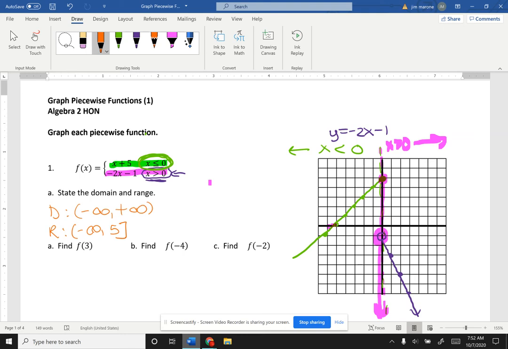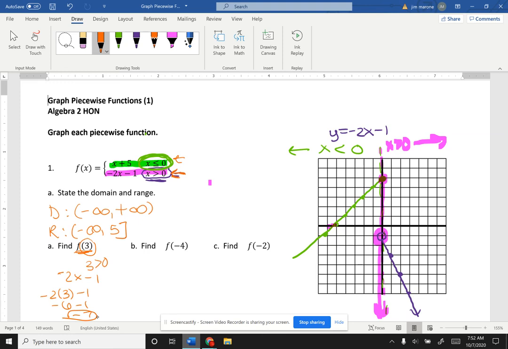Next one, we find f of 3. We can either do this with the graph like we did in the last lesson, or we can do it with the functions. If we're finding f of 3, we use this function when x is less than or equal to 0. We use this function when x is greater than 0. Since 3 is greater than 0, we use the second one. So we substitute 3 in for x, and you get negative 7. So f of 3 is negative 7.